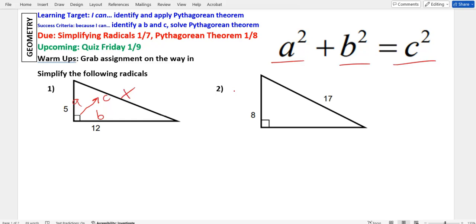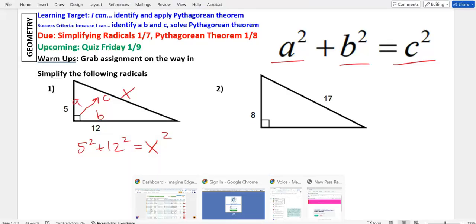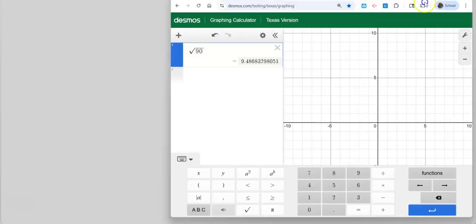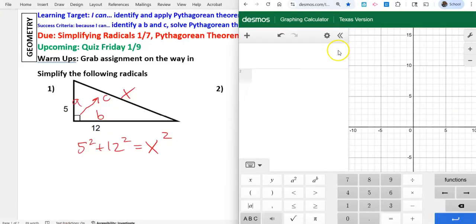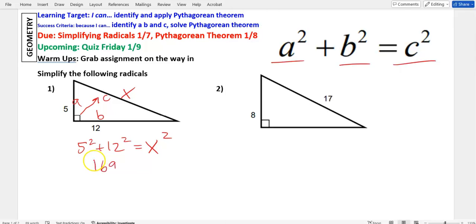And then I'm going to do a squared plus b squared equals c squared. So 5 squared plus 12 squared equals x squared. Now you can use Desmos to figure out what is 5 squared plus 12 squared. 169 is correct. Equals x squared. So again, when you're missing a hypotenuse, you add up those squared legs.